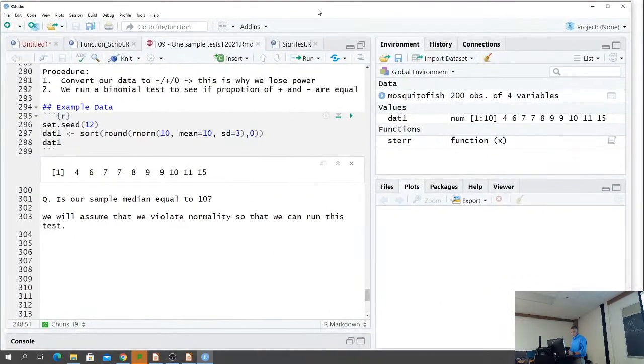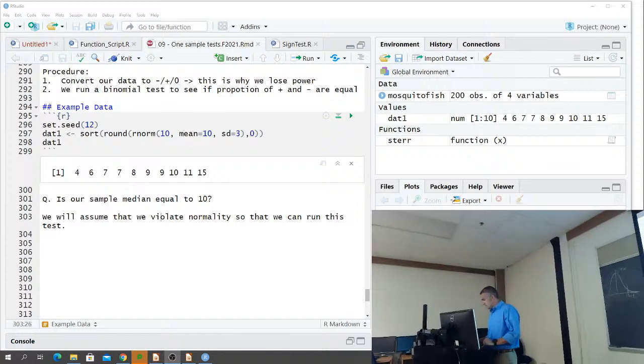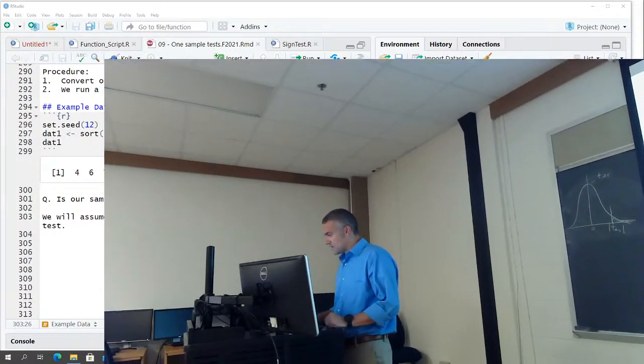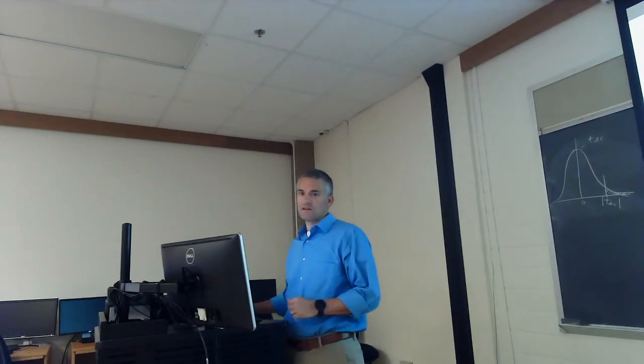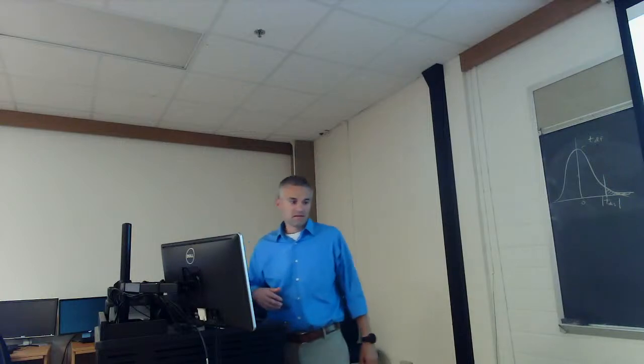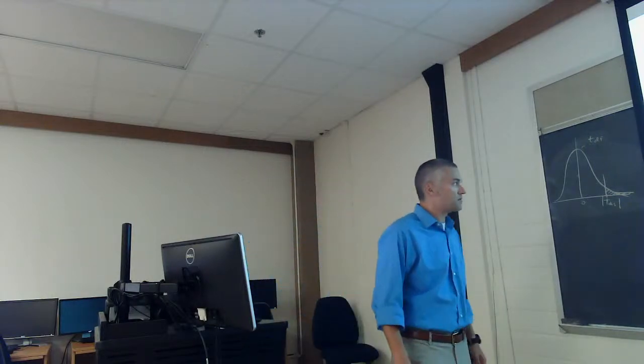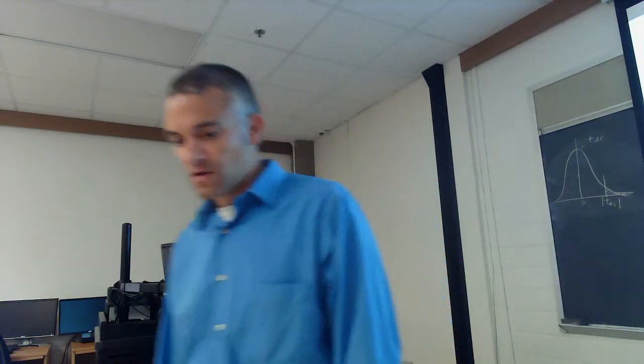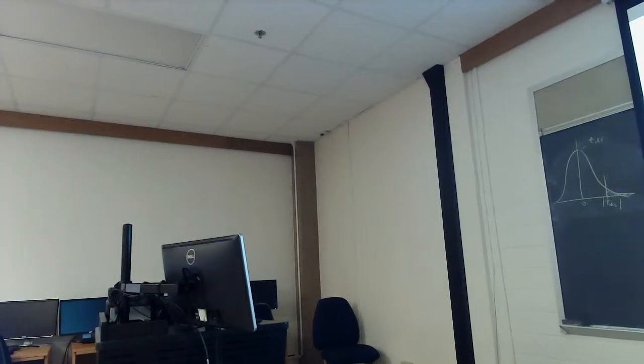So here's our data set. Sorted, these are the numbers that we're going to work with. And we're asking: is the median of this data set equal to 10? So what would a sign test do? We're going to work it out by hand.